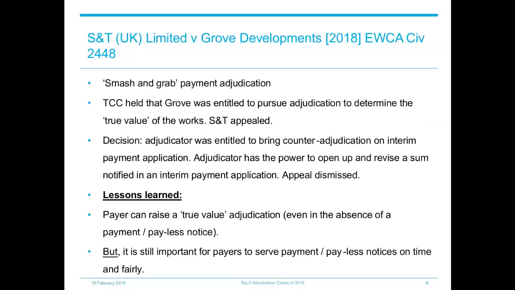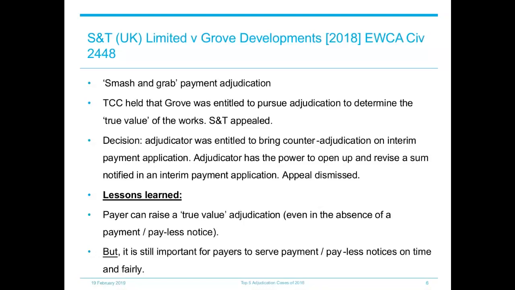So we begin with the English Court of Appeal case, S&T UK Limited against Grove Developments. Many of you will be familiar with the smash and grab payment adjudications. This refers to a situation where a contractor has applied for payment, usually in an interim application for payment, but the employer fails to issue a valid payment notice or a pay less notice, as it must do under the 1996 Act if they intend to pay a sum less than set out in the contractor's application for payment.